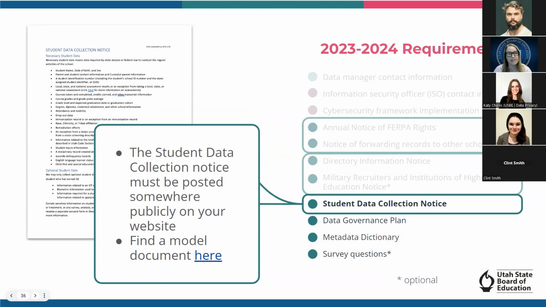And then our next document is the student data collection notice. This document has to be posted somewhere publicly on your website. So some of you guys might have this and it's part of your policy, but if it's not posted on your website, then that might be what's holding you back. We do have a model document there available for you if you need it. It basically just explains what kind of data you as an LEA collect, what kind of data you might collect additionally with parent permission, and then data that you never ever collect, the most important of which would be social security numbers.